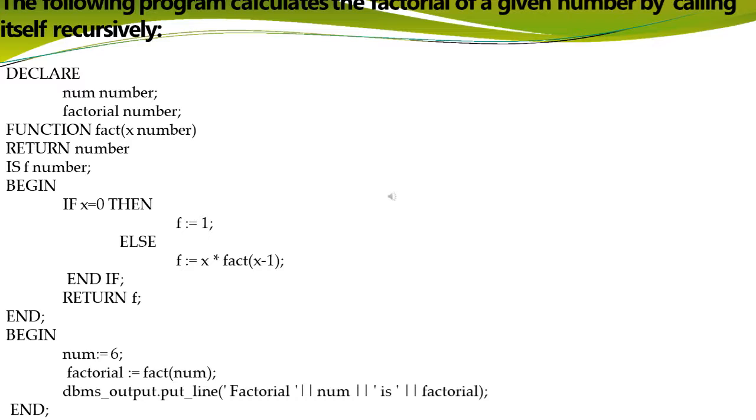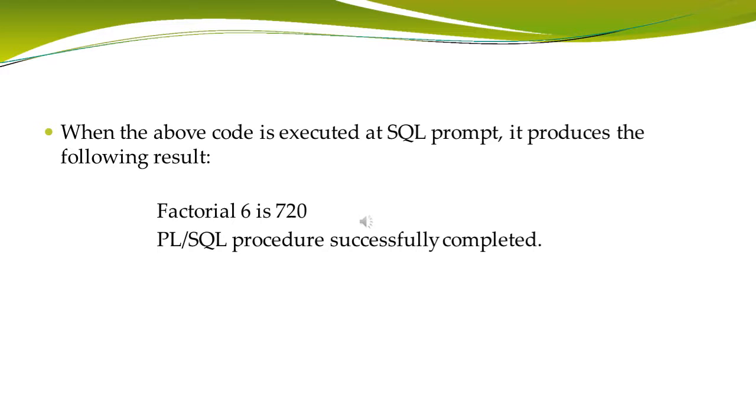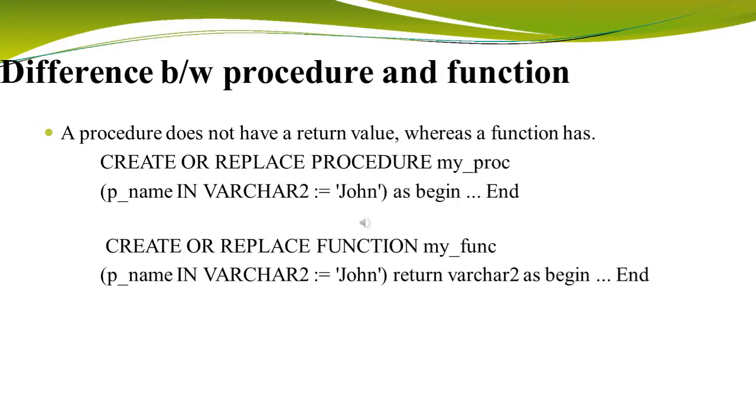num := 6; factorial := fact(num); dbms_output.put_line('Factorial ' || num || ' is ' || factorial); Then the output is here. When the above code is executed at the SQL prompt, it produces the following result. Factorial 6 is given there, so factorial 6 is 720.